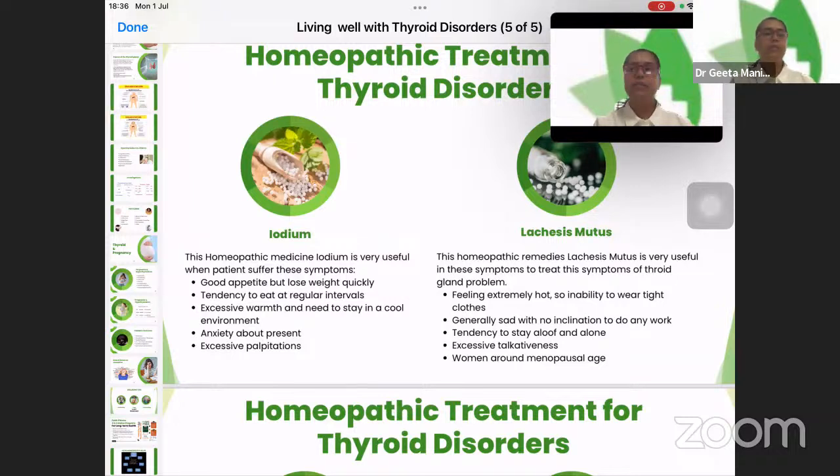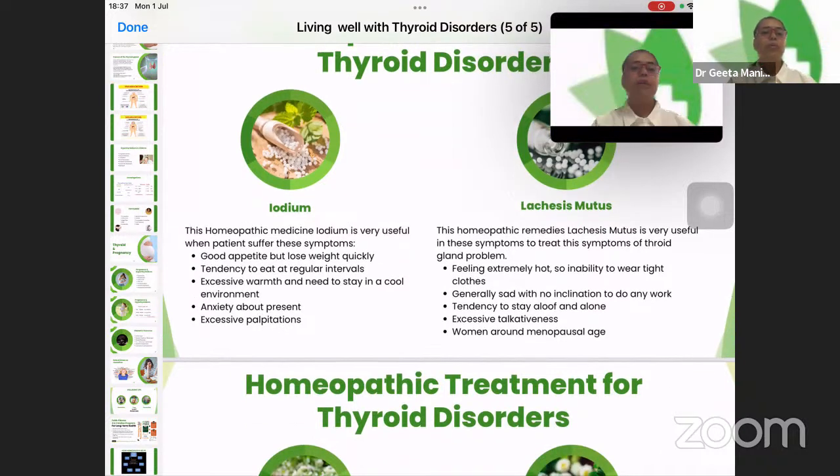There's anxiety about the present, excessive palpitations, and the other remedy is Lachesis mutus. The homeopathic remedy Lachesis mutus is very useful, and the symptoms this remedy can treat are feeling extremely hot, inability to wear tight clothes. They feel constricted with tight clothes. They want to remove the tight clothes and wear some loose clothes. Generally, these people are sad with no inclination to do any work, no desire, a tendency to stay aloof and alone. But once they start talking, there's excessive talkativeness. From one subject, they'll go to another, and there's no link between two subjects, but they just want to talk and talk and talk. So in such cases, Lachesis mutus is one of the good remedies, and it usually affects women around menopausal age.